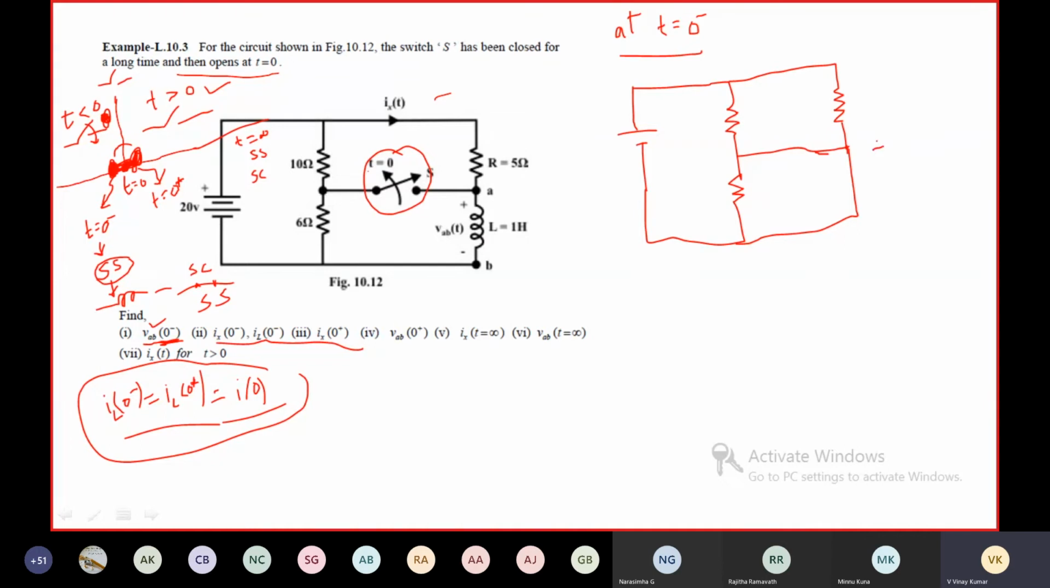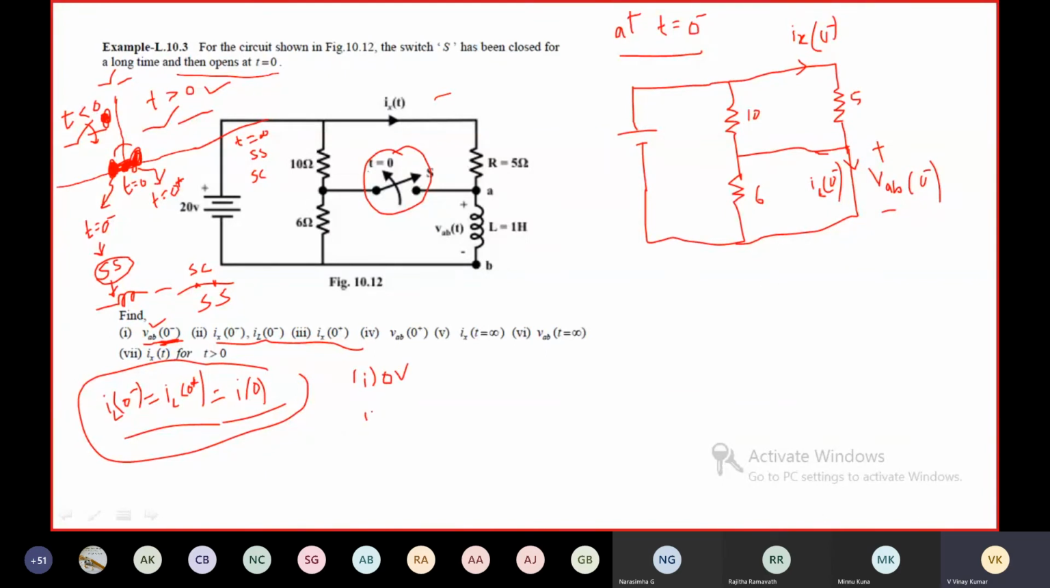So the voltage at this point with respect to this point is VAB of 0 minus. The current flowing through this is IL of 0 minus. The current flowing through this is IX of 0 minus. This is 5 ohms, this is 10, this is 6 ohms. Now what is VAB of 0 minus? VAB of 0 minus is 0 volts.